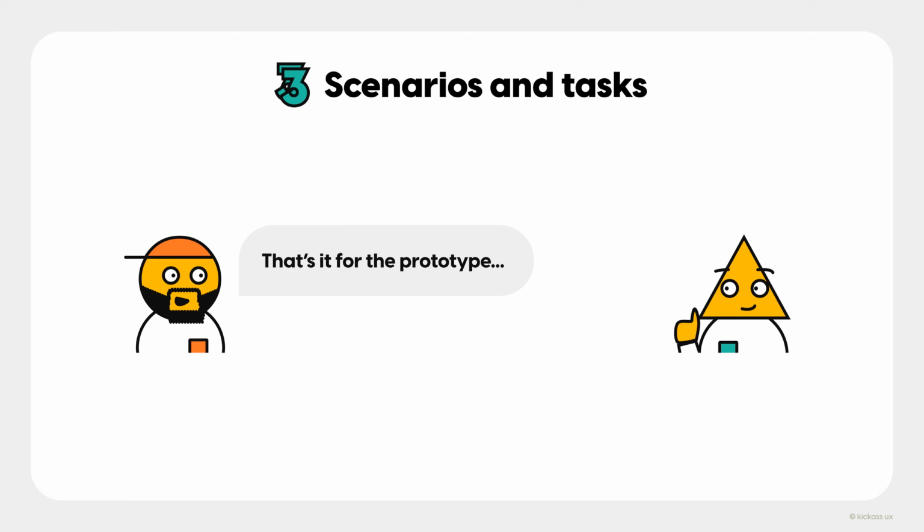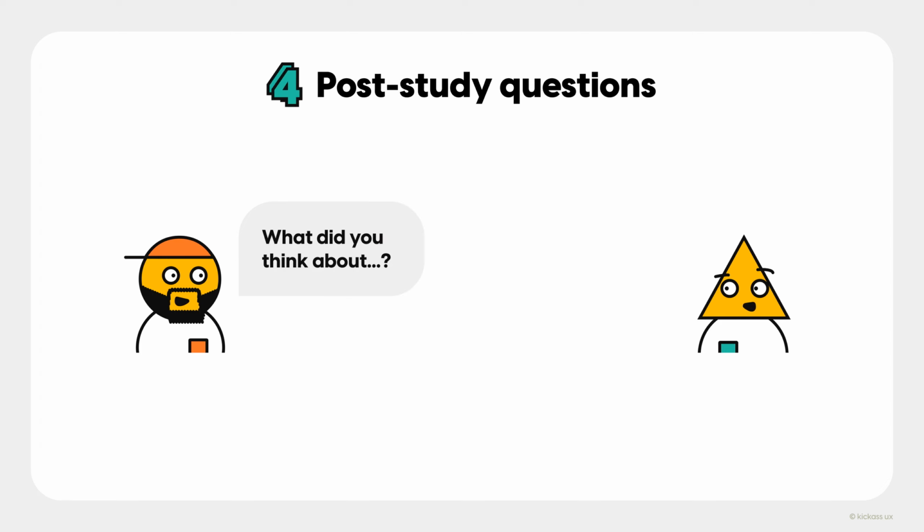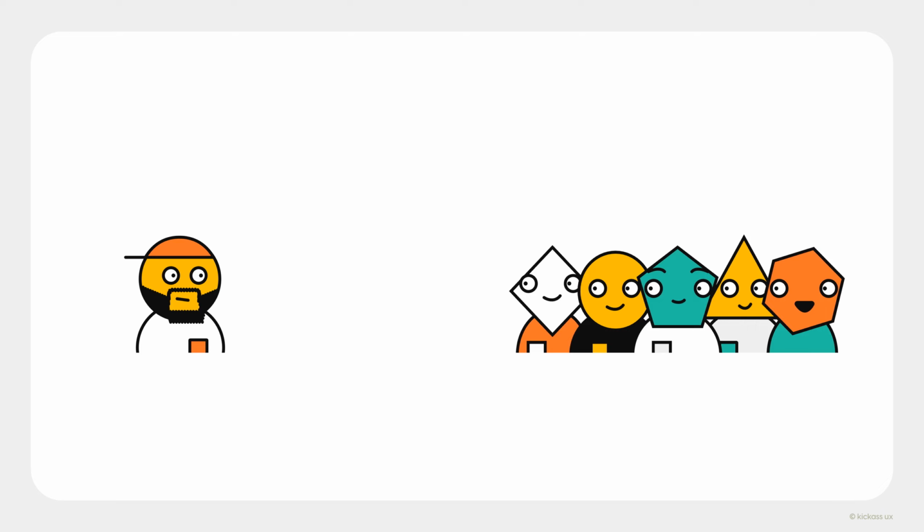At the end of the last task, you wrap up the prototype portion of the usability test. Finally, you ask post-study questions to get their overall thoughts and satisfaction levels. It's one more chance to gather insightful data. And that's it. Similar to user interviews, you really only need 4 to 8 participants to get a solid picture of the usability of your product.